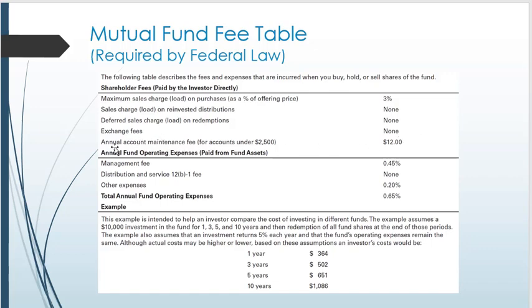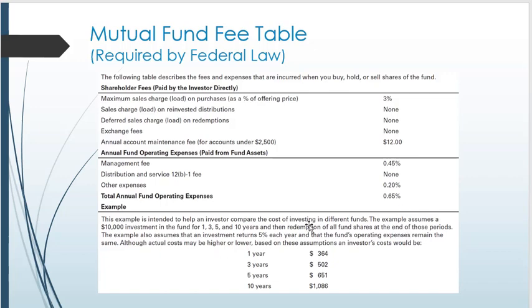But there is an annual account balance fee if you have less than $2,500. So if there's less than $2,500 in this fund, you will be charged $12 a month in addition to the 3% sales charge on the value of the fund. The management fee is 0.45, and this particular mutual fund doesn't have a 12b1 fee, but it does have other expenses. So the total annual fund expenses is 0.65%. So that's less than 1% a year for them to manage your money and make decisions for you.